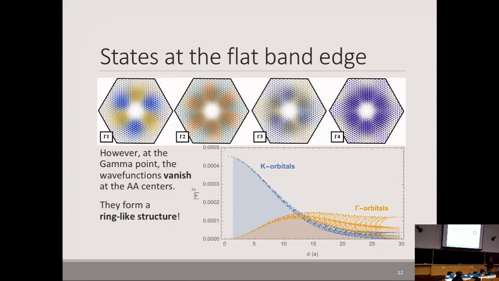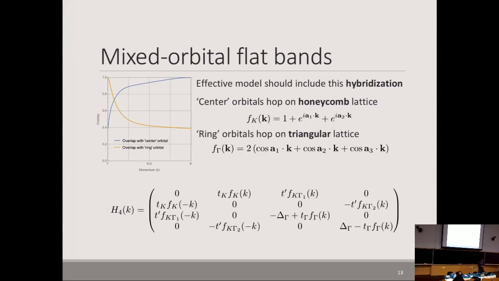So because of this, our first thought was, well, there's no way that we can describe this band realistically with just one type of orbital, because if we want to describe the physics at this half filling, we need to have some kind of hybridization between an orbital that gives us these center-like orbitals at the K point and an orbital that gives us a ring-like orbital at the gamma point. So a simple effective model that we cooked up derives from that.